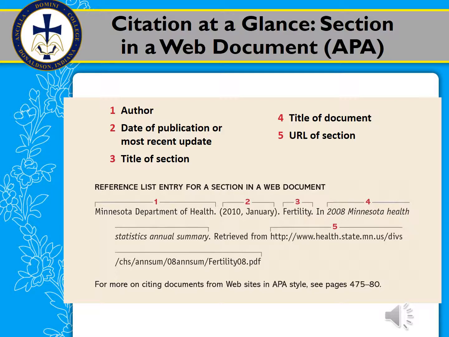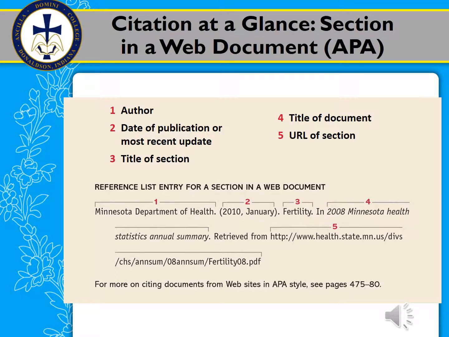Then they have number 3, the title of the section, which is part of their larger overall website. They're going to identify which section of the website that is, if it's applicable. And then they will say 4, the title of the document. So the section is part of the document, just to make that clear. They're not just saying it's on this larger website, they're saying it's just a part of this larger website. So 3 is the title of the section within the larger number 4.